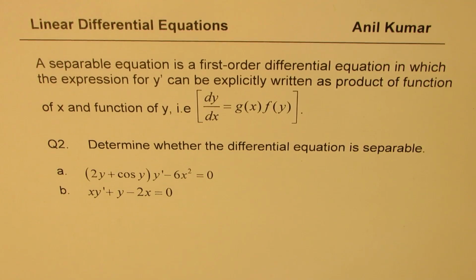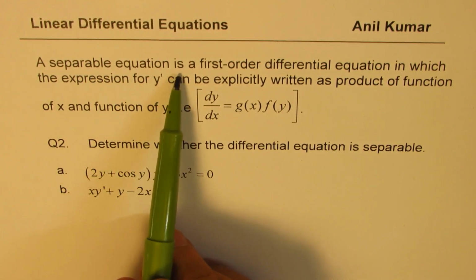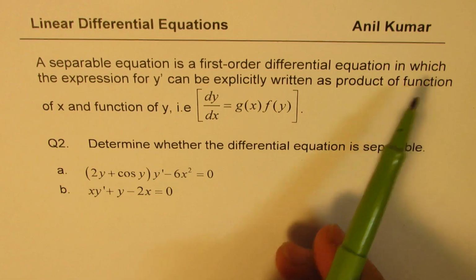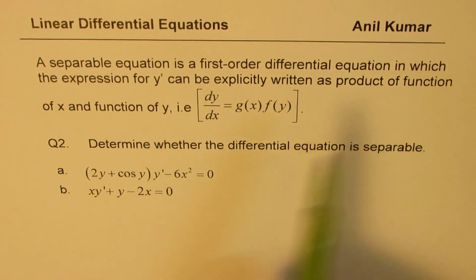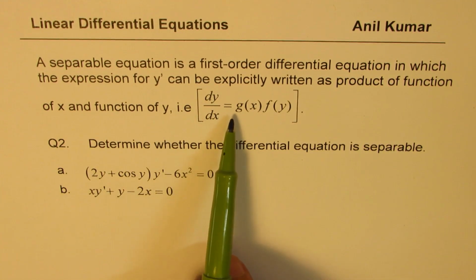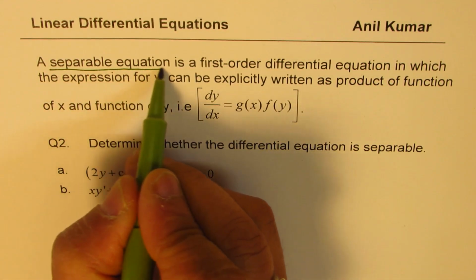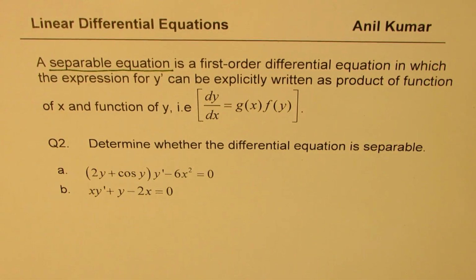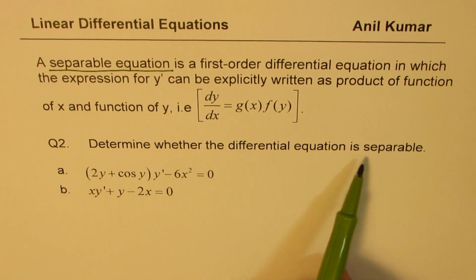Now we are going to take a minute to understand what separable equations are. A separable equation is a first order differential equation in which the expression of y dash can be explicitly written as a product of a function of x and a function of y. That is, dy/dx equals g of x times f of y. So those are the separable equations which we solved. The ones we're talking about now are not separable, and so we have a very special way of solving them. The question for you is, determine whether the differential equation is separable.